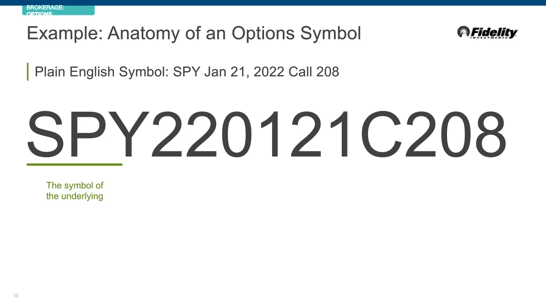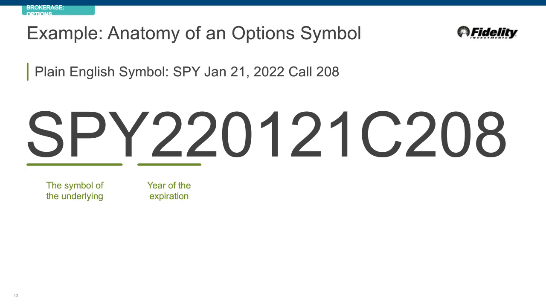Now what about the next two numbers, 22? This is referring to the year of expiration. And yes, you read that correctly. As you notice, this contract does go out for 2 years. Some options can go out significantly further than a week or a month or even many months.